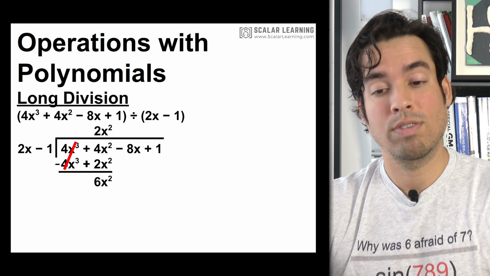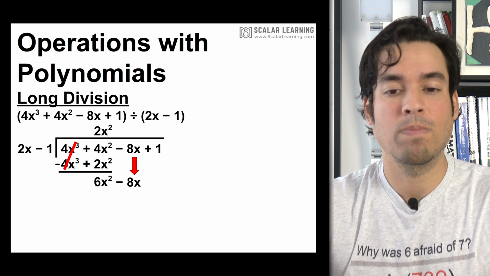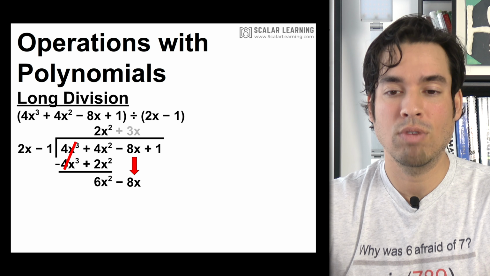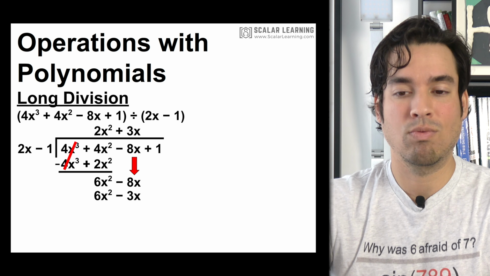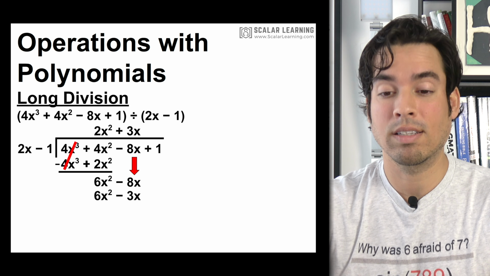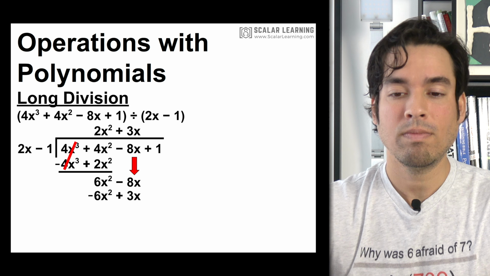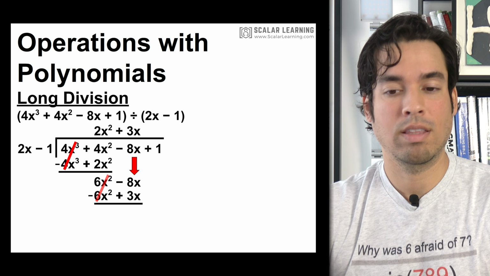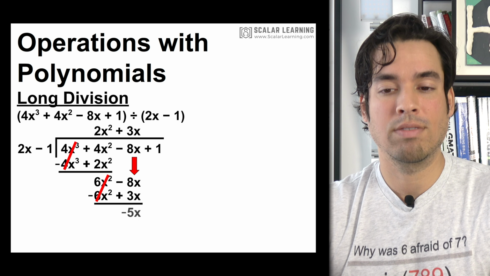Now, just like in long division, I drop the next term of negative 8x. And now again, I ask the question, what times 2x gives me 6x squared? That would be positive 3x. 3x times 2x is 6x squared, times that negative 1 is negative 3x. Again, I negate because I'm subtracting. 6x squared minus 6x squared gives me nothing, which is what I wanted. And then negative 8x plus 3x is negative 5x.